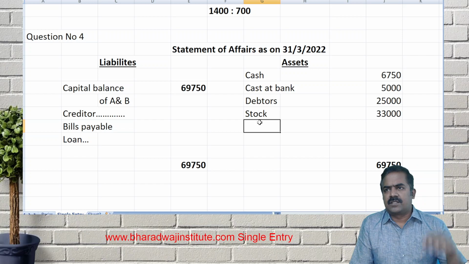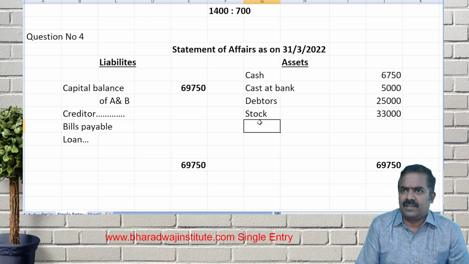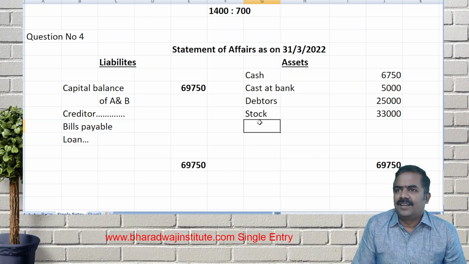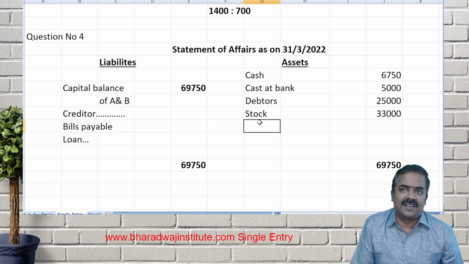Sir, I have a doubt. We had also taken some goods worth 1,400 from the stock. No, that is not required, because stock is given at the end of the year as per the physical verification. This is after adjusting the opening stock, purchases, sales, goods taken out, all those things. It is not given that it is to be adjusted against the closing stock, so it is already adjusted.